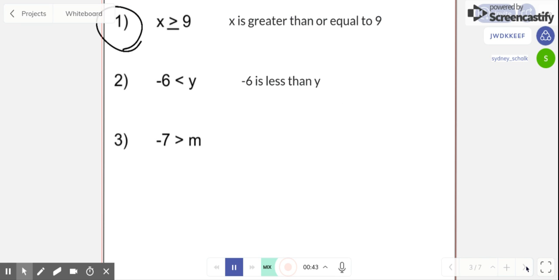For number 3, we have the greater than sign. So we're going to write it as negative 7 is greater than m.